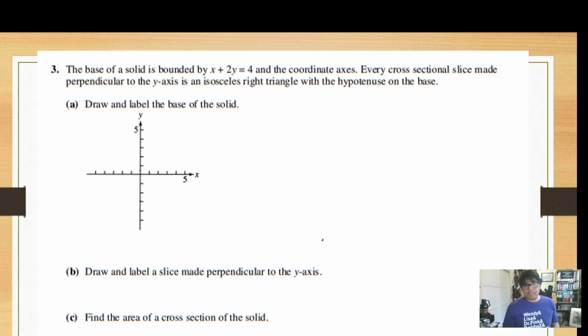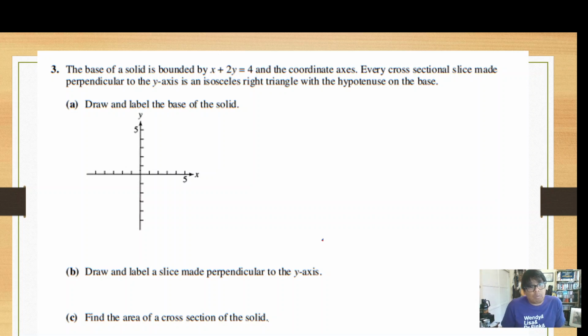Okay, so how are we feeling so far? Remember, all we're doing is just integrating area formulas. So when we get to number 3, again, you're just going to be integrating an area formula. So you have to look out for what the area formula is. We have the base of a solid bound by x plus 2y equals 4 and the coordinate axes, that's the x-axis and the y-axis. Each cross-section slice made perpendicular to the y-axis is an isosceles right triangle with a hypotenuse on the base. So that's a lot of information.